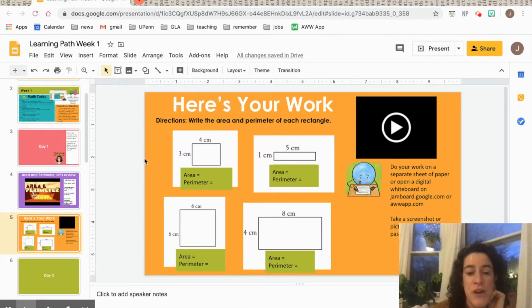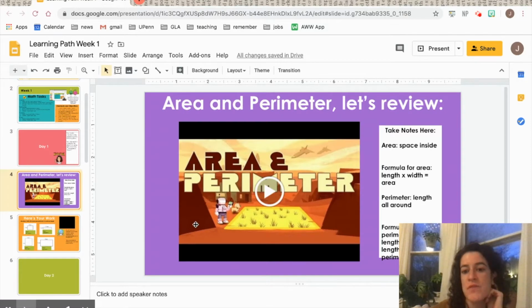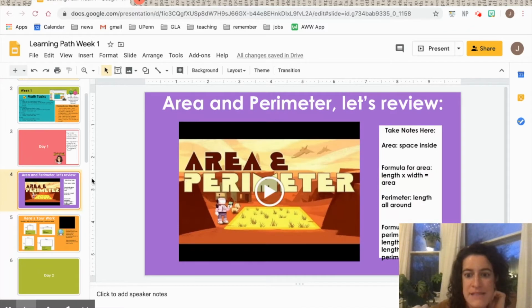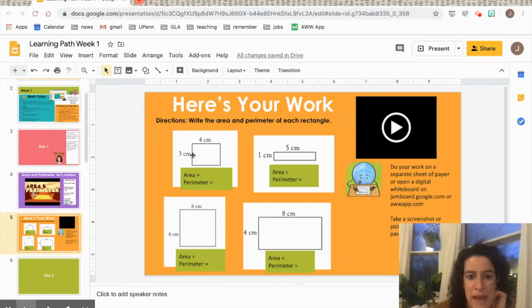Okay? If you forget what to do, please go back to your notes and remember, area is the space inside. It's how many square units are on the inside of this whole shape. Perimeter is the length all around. It's the measurement of this side plus this side plus this side plus this side. I already know that I can draw on my piece of paper a rectangle that has 3 centimeters as the width and 3 centimeters as the width on this side. They're the same length or the same width on both sides because it's a rectangle. This has to be the same.